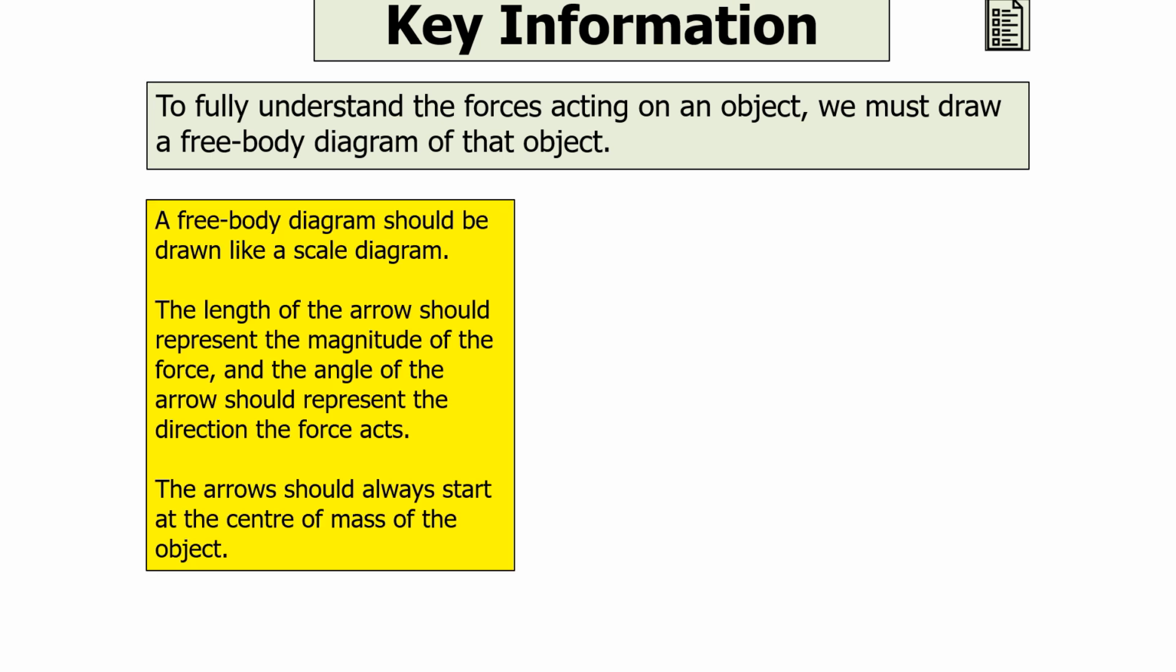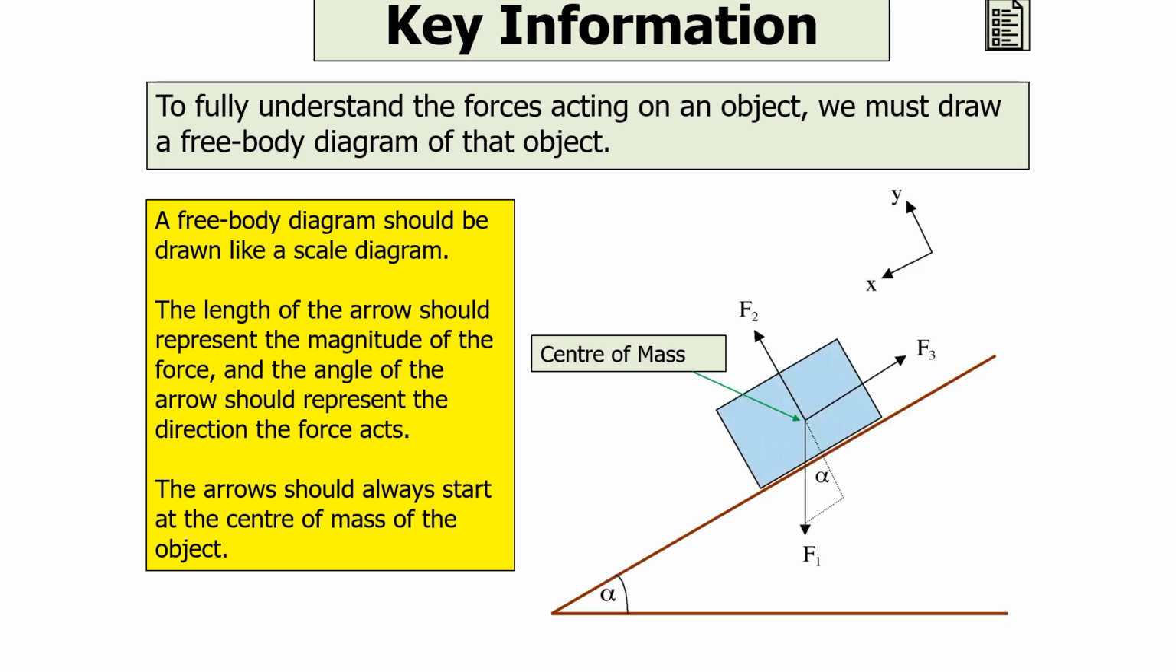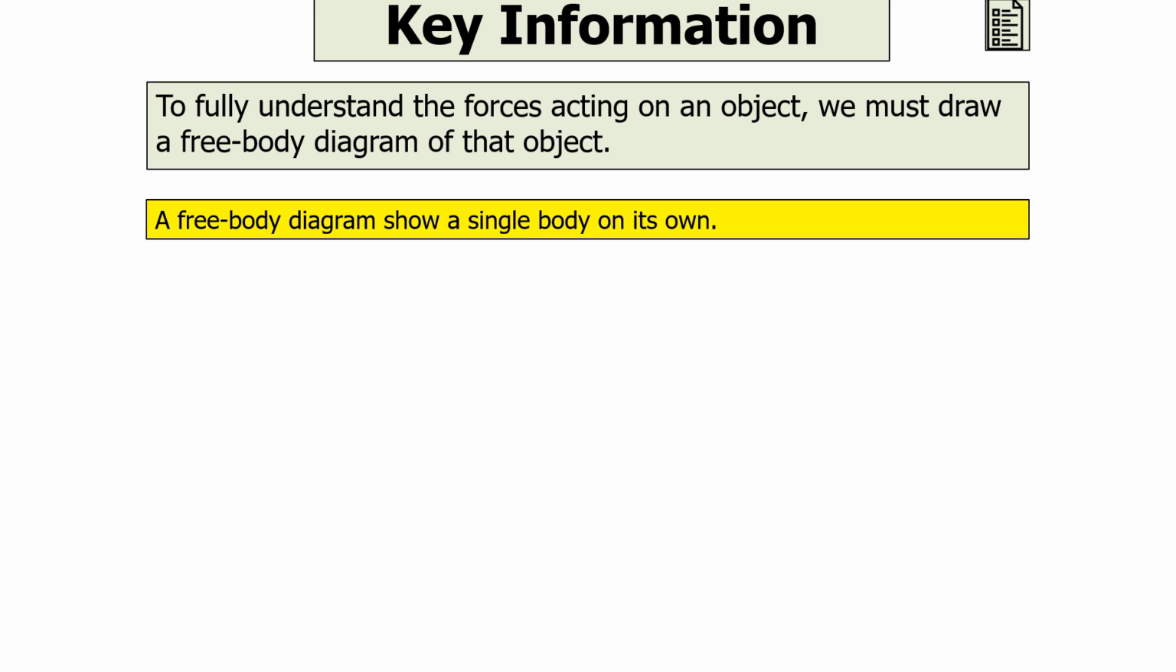Now a free body diagram should be drawn like a scale diagram. The length of the arrow should represent the magnitude of the force, and the angle of the arrow should represent the direction the force acts. The arrow should always start at the centre of mass of an object, as shown on the diagram on the screen. To understand this, a free body diagram shows a single body on its own.